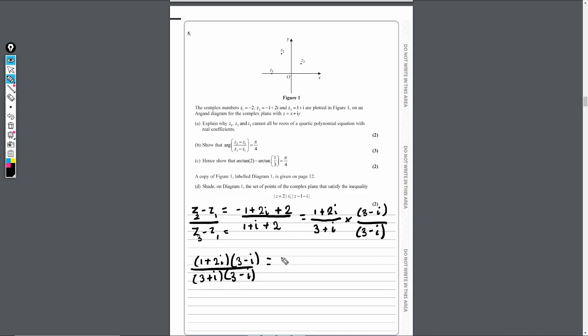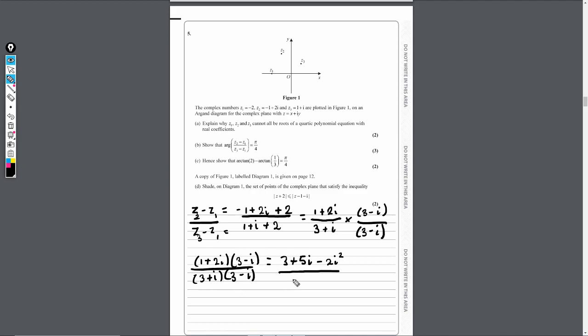1 times 3, that's 3. I'll have minus i here, plus 6i, so 6i minus i, that'll give me positive 5i, and then minus 2i squared. Remember, we'll deal with the i squared in a second. Let's just deal with the denominator first.